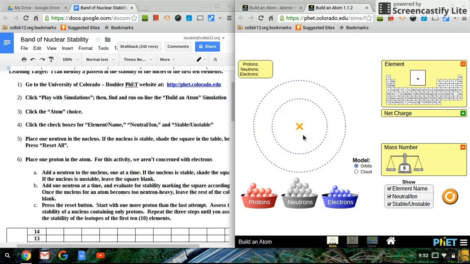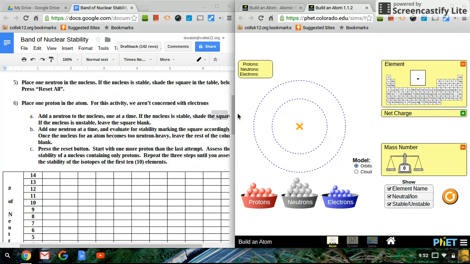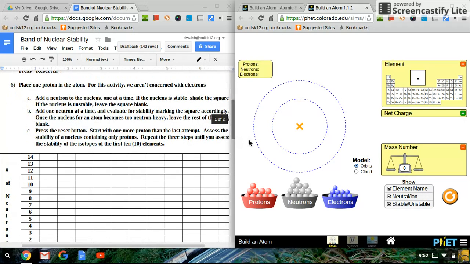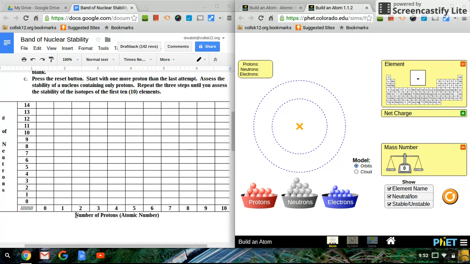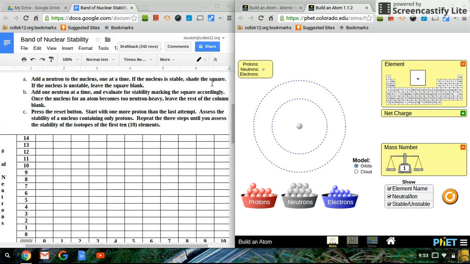Now, this has everything to do with the ratio of protons to neutrons. And so what we're going to do is we're going to start with 0 protons, which if you look at your sheet is these numbers down here. And then we're going to add 1 neutron. And if we look, 1 neutron, just by doing that, is unstable. So the unstable ones are going to be blank. Okay. Now to reset it, we hit this little reset arrow.